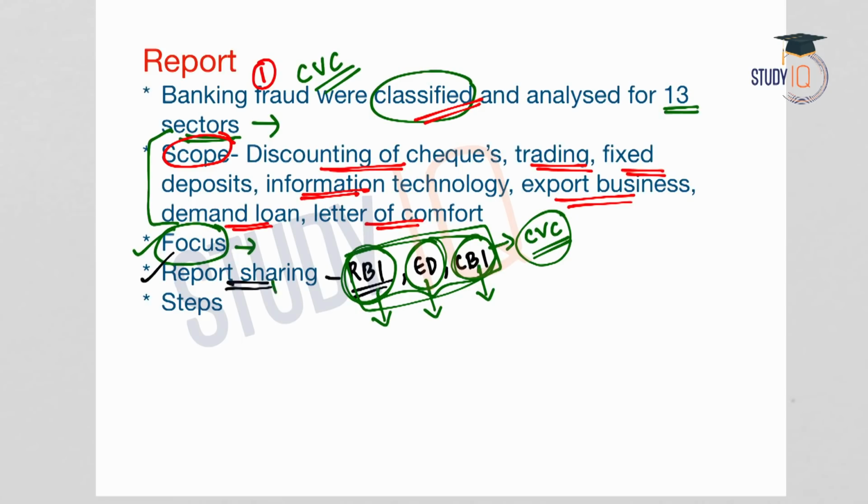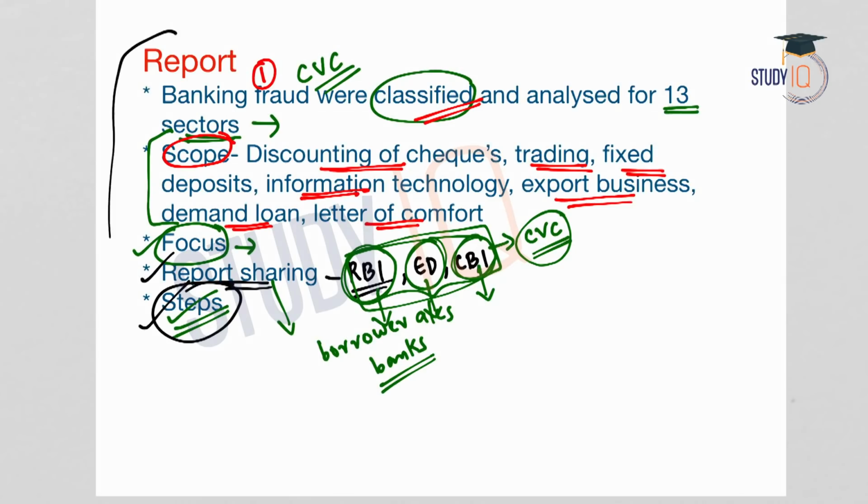But when the report was shared by the CVC, the names of the borrower accounts and also the names of the bank were not disclosed. Only the analysis of the fraud was disclosed. Now, the report also suggests various steps that have to be taken by the agencies for investigation in order to fix the staff accountability and also the recovery measures. All these are highlighted in the report. So this is in brief about the report.